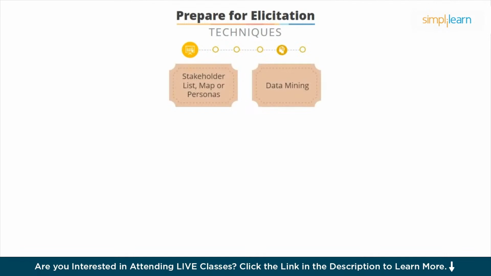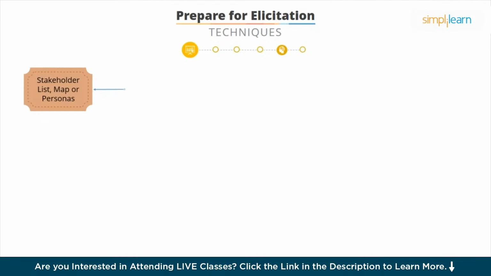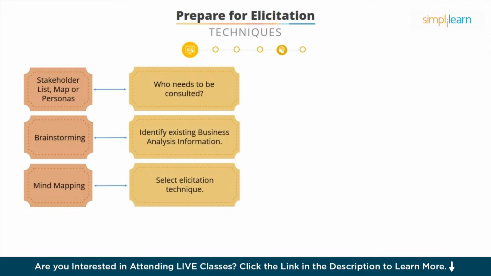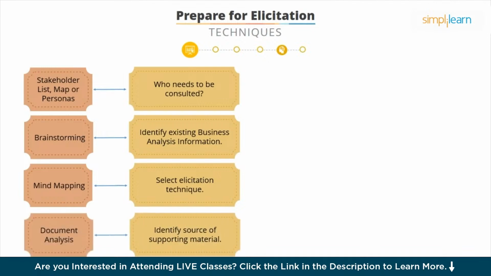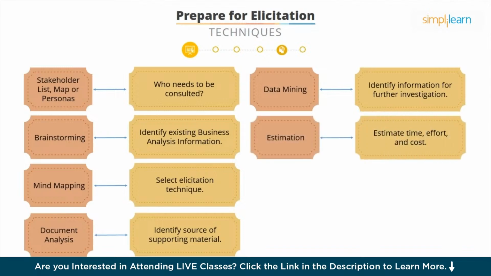There are 8 techniques that can be used when preparing for elicitation. List of stakeholders who need to be consulted while preparing for elicitation and who will be participating in the elicitation sessions. Brainstorming and mind mapping are used to identify existing business analysis information and select the elicitation technique. Document analysis is used to identify sources of the supporting material. Data mining is used to identify information. This may need further investigation. Estimation technique is used to estimate the time and effort required along with associated cost.